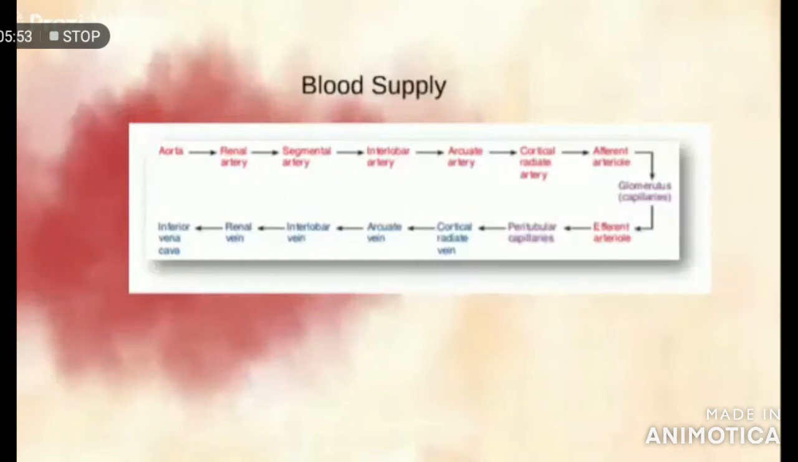Venous blood draining from the kidney flows through veins that trace the pathway of the arterial supply but in the reverse direction: cortical radiate veins to arcuate veins to interlobar veins to the renal vein, which emerges from the kidney hilum. Note that there are no segmental veins.